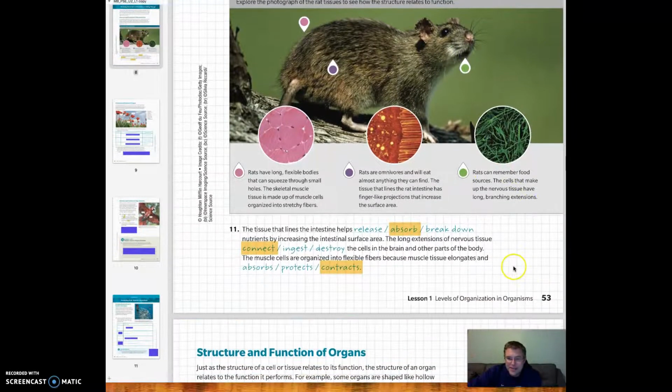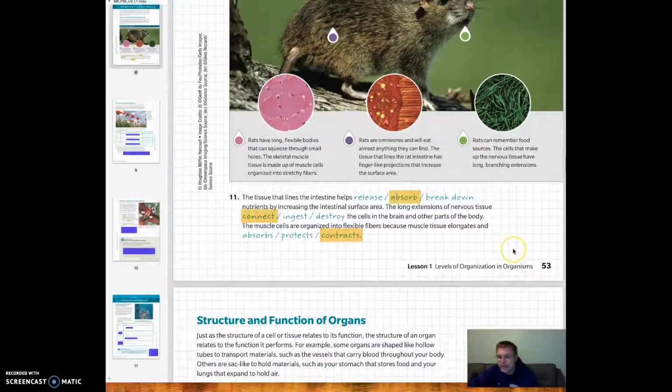The question that we have down below, I've highlighted the correct answers on that already. It says the tissue that lines the intestines helps absorb nutrients by increasing the intestinal surface area. The long extensions of nervous tissue connect the cells in the brain and other parts of the body. Smart rat. And finally, the muscle cells are organized into flexible fibers because muscle tissue elongates and contracts.